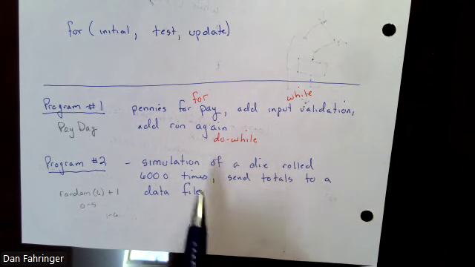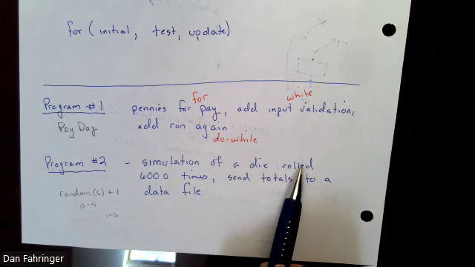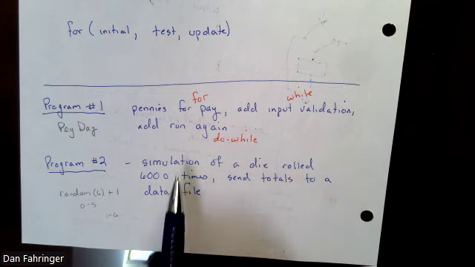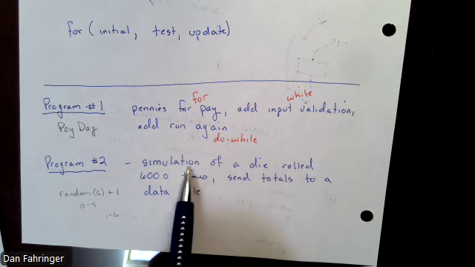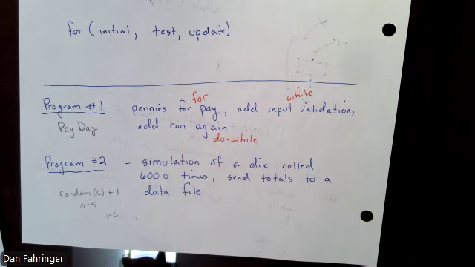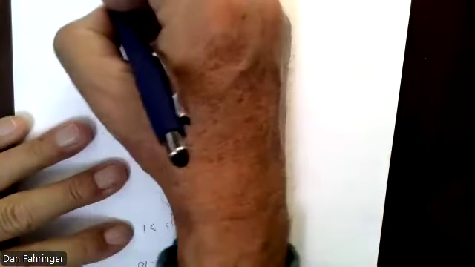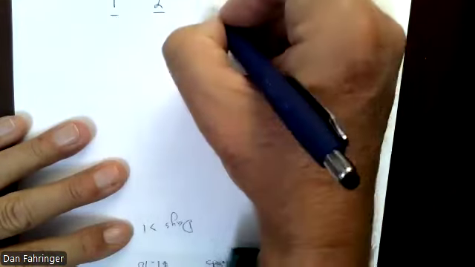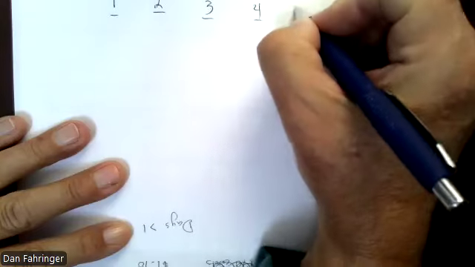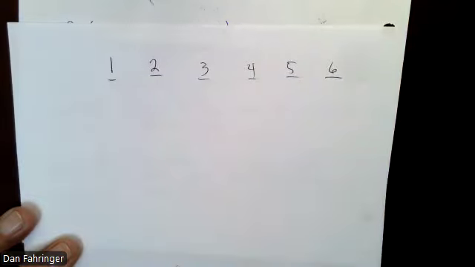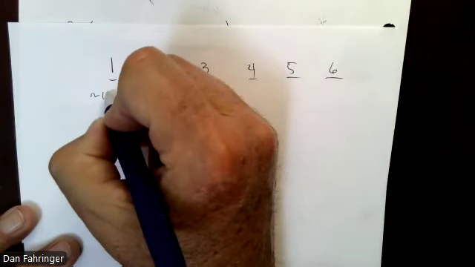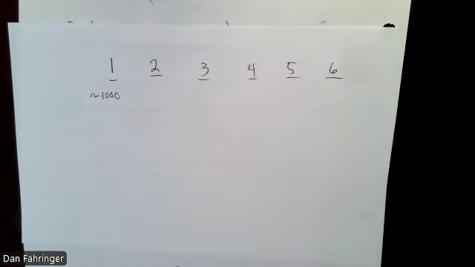Second program, I want you to simulate the rolling of a dice. You're going to roll it 6,000 times. You're going to keep track of the number of ones, the number of 2s, 3s, 4s, 5s, and 6s. What should each one of these numbers be close to? 1,000. Yeah, these should all be approximately 1,000.